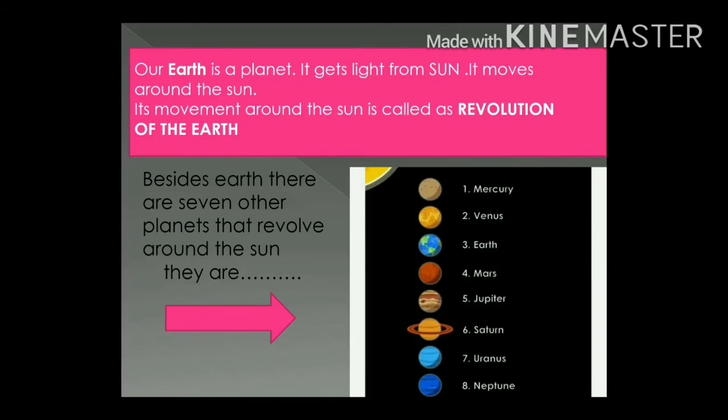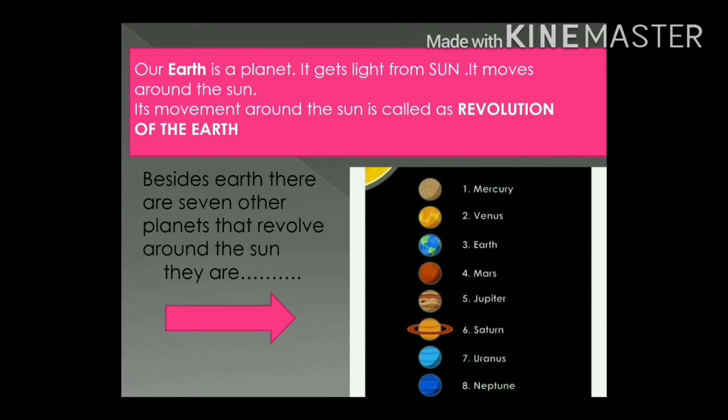Now, besides Earth, there are 7 other planets that revolve around the Sun. Leaving the Earth, there are 7 other planets. That means how many planets in total? 8. Now see the sequence here: Mercury, Venus, Earth, Mars, Jupiter, Saturn, Uranus, and Neptune. These are the 8 planets which are revolving around the Sun.